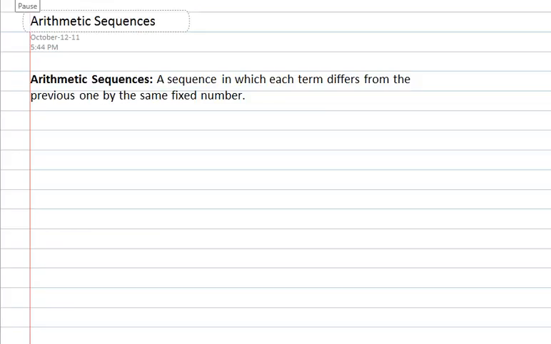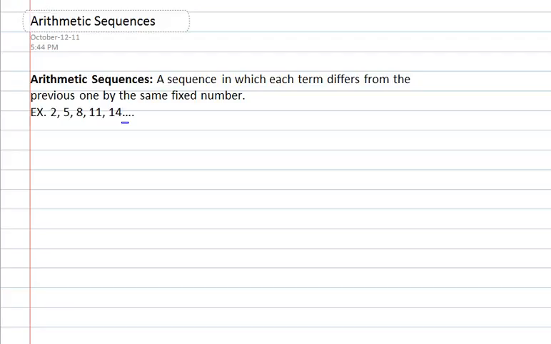Okay, so this means that whenever you're going to the next term, you're not multiplying, you're not squaring, you're not taking the square root, but instead you're really just adding or subtracting to get the next term. Let's take a look at an example.